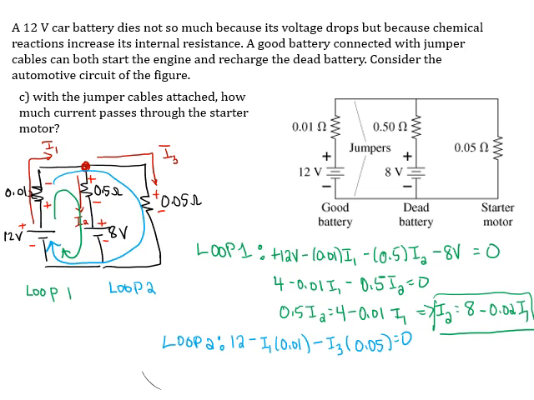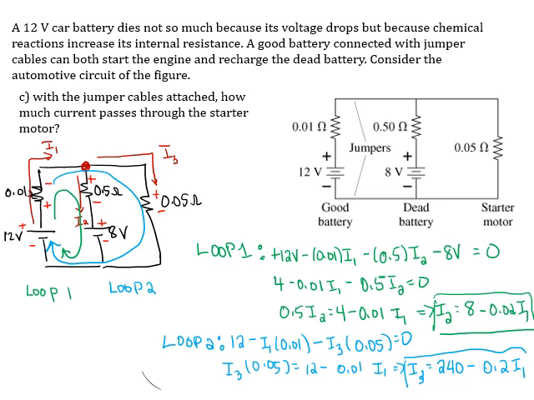I want to rearrange this equation and solve for I3. So I3 times 0.05 equals 12 minus 0.01 times I1. So divide both sides by 0.05 to get I3 equals 240 minus 0.2 times I1.